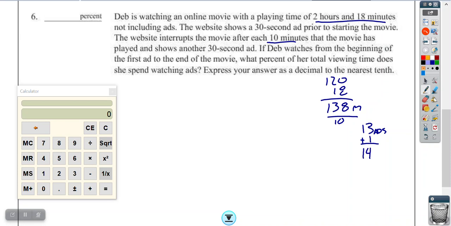14 ads at 30 seconds apiece. Well, that's going to be 7 minutes of viewing time. So that means we have a total of 145 minutes, and the question is, what is the question?